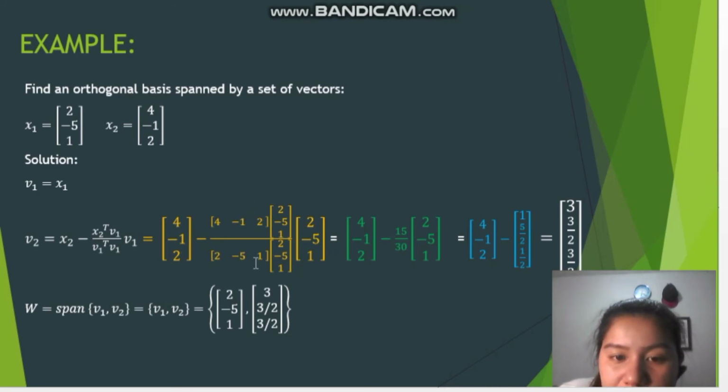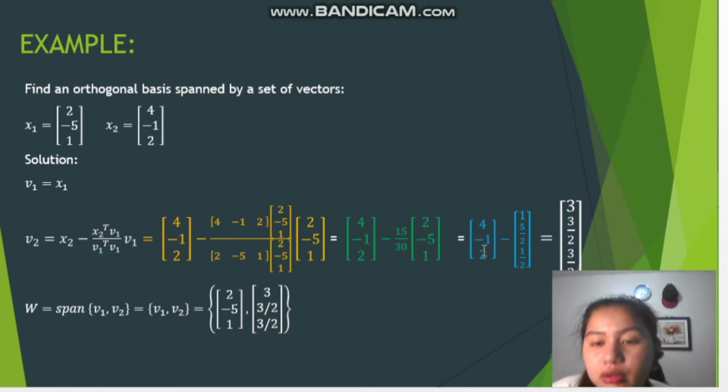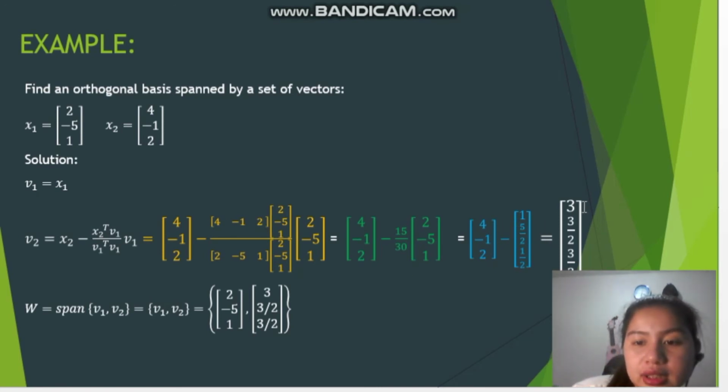Minus, so when we simplify this, the top, and then below, we get 15 over 30. Negative 15 over 30 times, this one I haven't simplified, we have 2 times negative 5 and 1. Let's multiply this. So, let's just copy 4, negative 1, and 2. So, 15 over 30 times 2, negative 5, 1, we will get 1, 5 over 2, and then 1 half. Equals, when we subtract, we get 3 halves, and 3 halves.